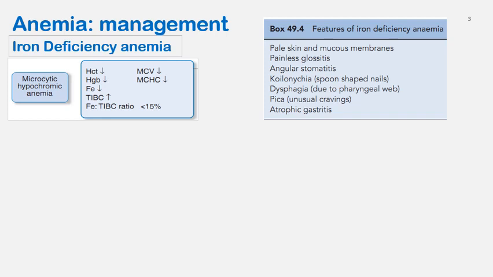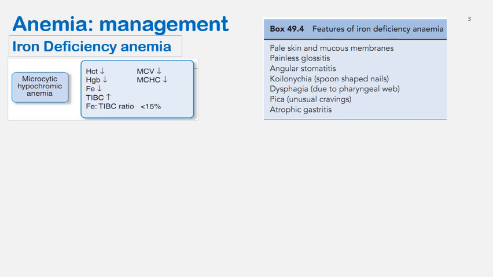The features of a patient with iron deficiency anemia include pale skin and mucous membranes. The patient will be yellowish in color and pale. There is glossitis, and there is a crack at the edge of the lips, painless glossitis, يصير عندك التهاب في اللسان لكن بدون ألم. Angular stomatitis, اللي هو تشقق في حافة الشفة.